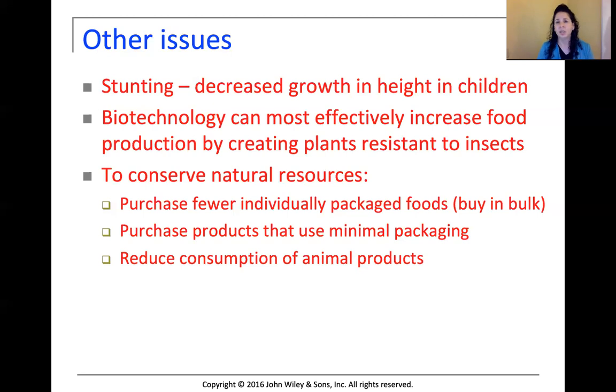And reducing the consumption of animal products. How about composting? So composting is a way where you're going to take maybe the ends of your fruits and vegetables or the produce that's old or bad or you're not using. We had a little lesson on food waste, right? So composting is a good way to reuse some of that.